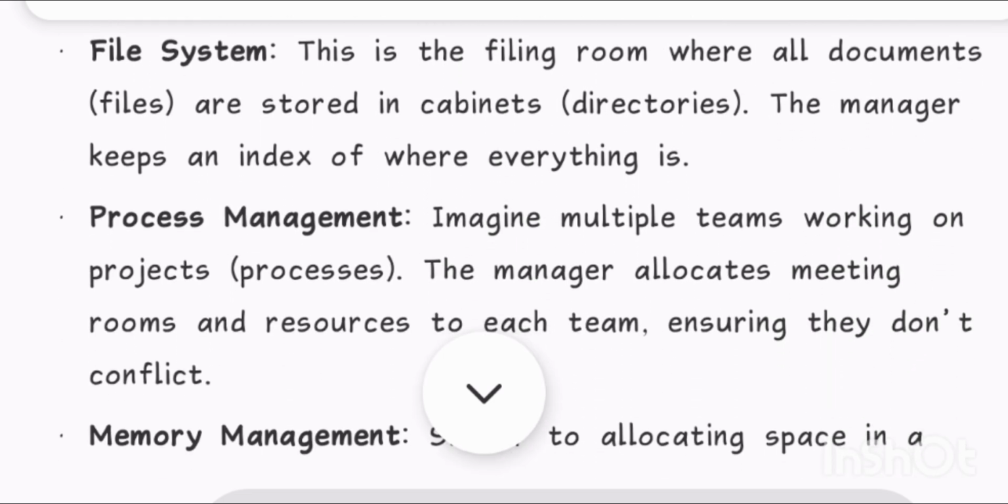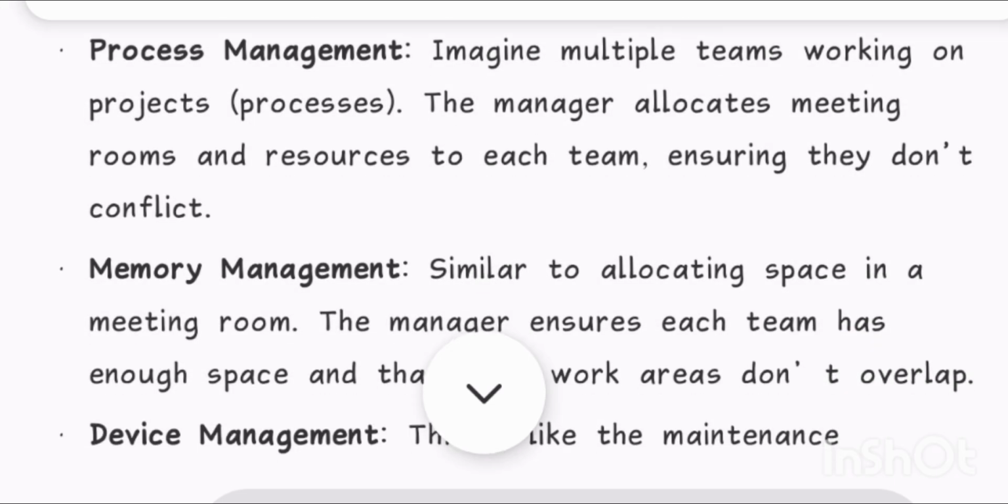File system. This is the filing room where all documents, files, are stored in cabinets, directories. The manager keeps an index of where everything is. Process management. Imagine multiple teams working on projects, processes. The manager allocates meeting rooms and resources to each team, ensuring they don't conflict.